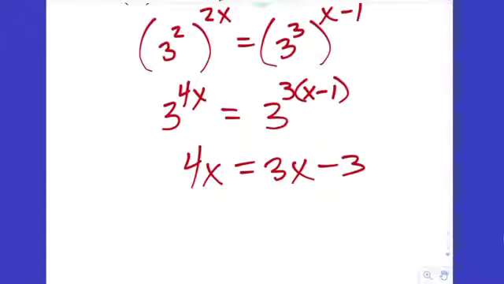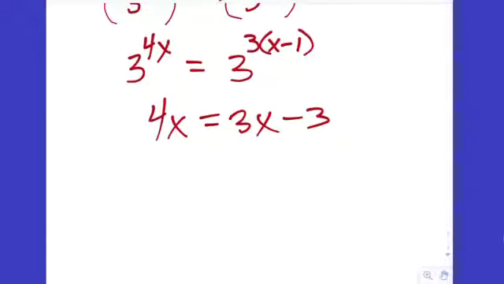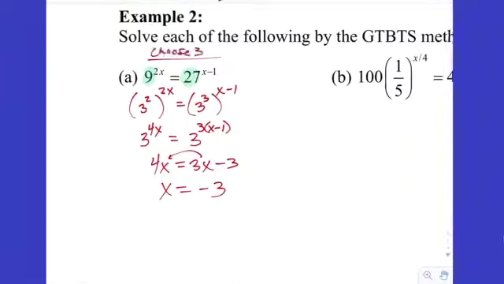Now we're back in Algebra 1, maybe on day 2 of Algebra 1. Remember that? Solve for x. Okay, we'll bring the 3x across, and I get x equals -3. And we're done. That's a systematic approach to solving these exponential equations by the GT-BTS method.